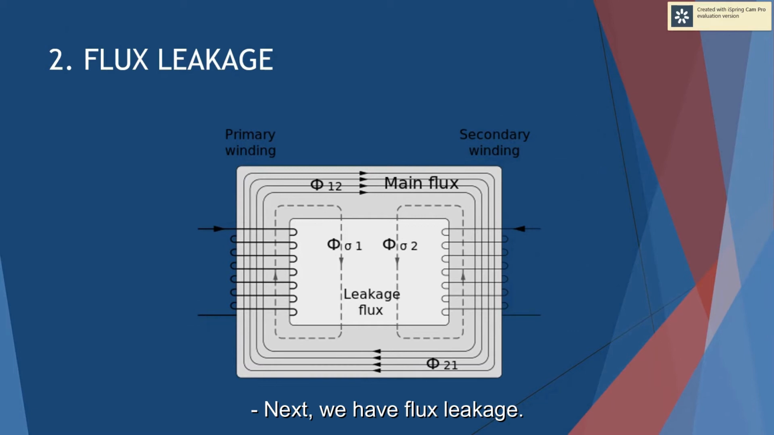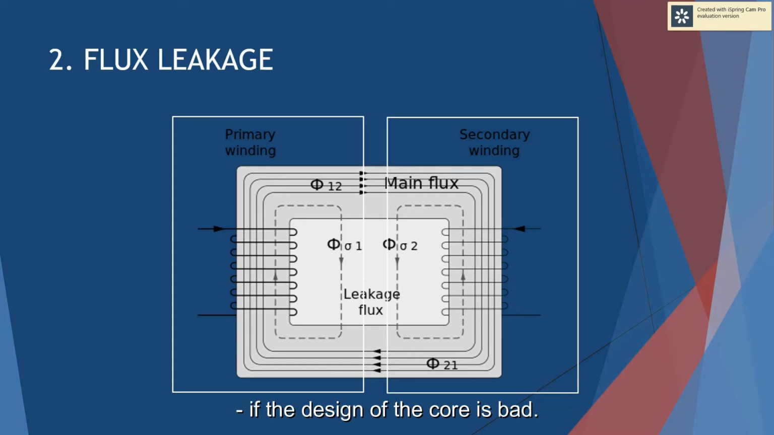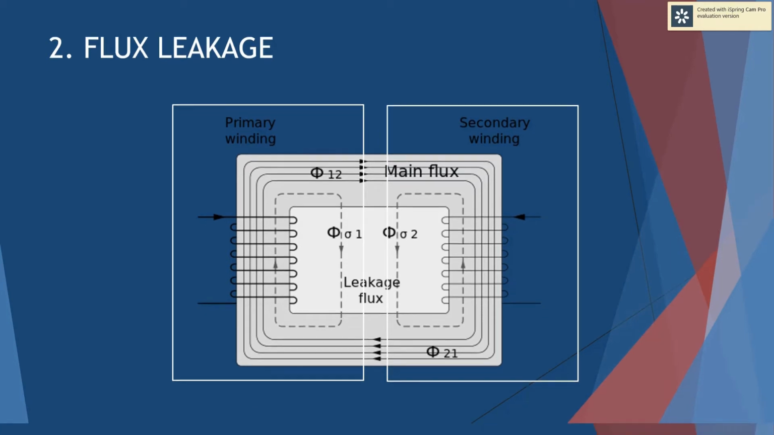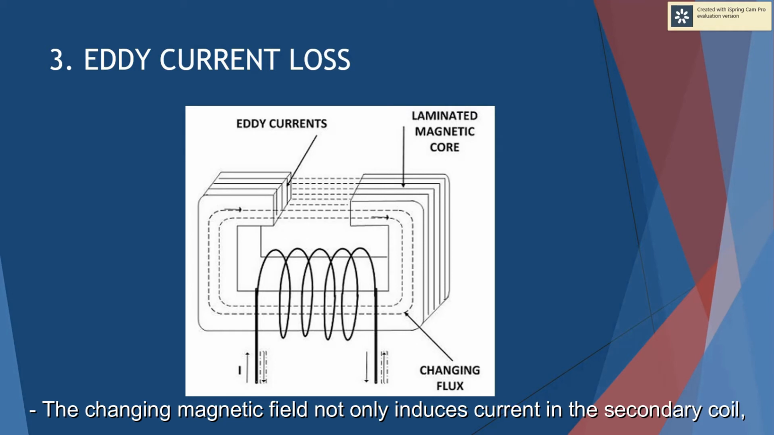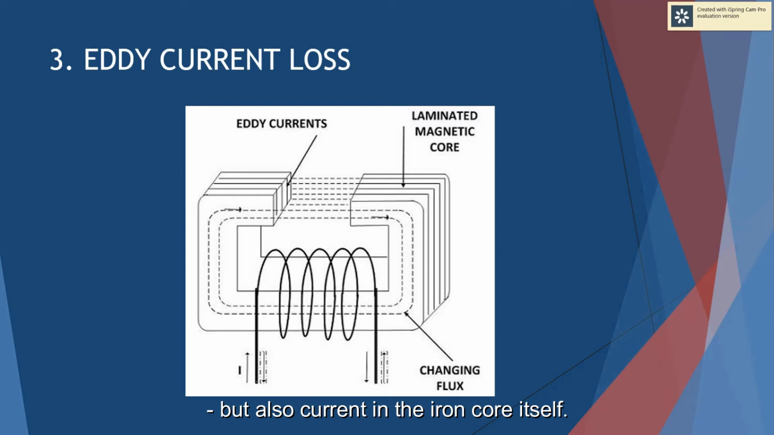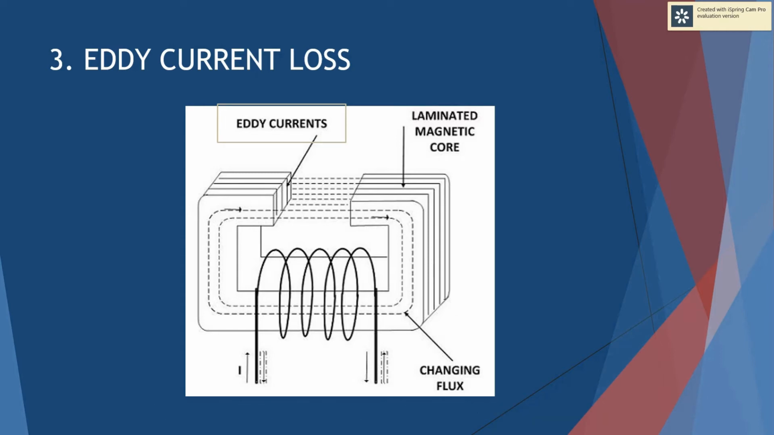Next, we have flux leakage. Flux that is produced by the primary core might not all be linked to the secondary core if the design of the core is bad. This results in energy loss. Other than that, we have eddy current loss. The changing magnetic field not only induces currents in the secondary coil but also currents in the iron core itself. These currents are called eddy currents, which cause heat loss.